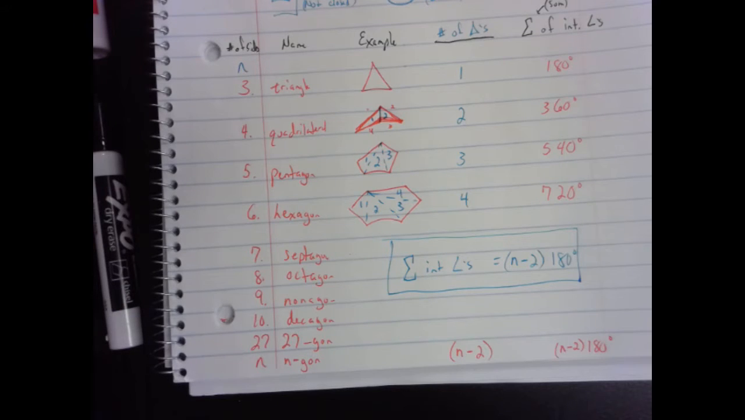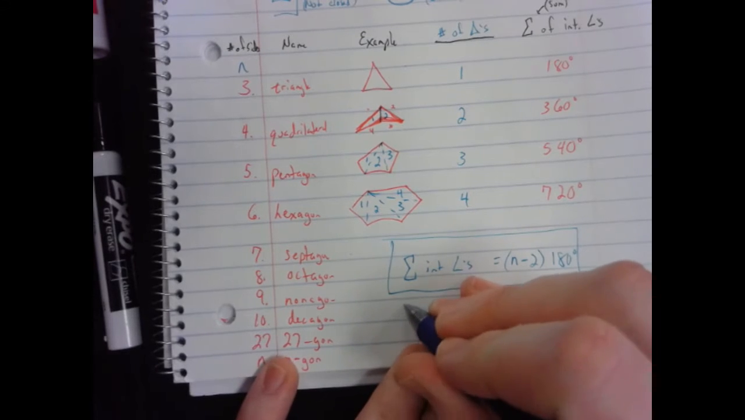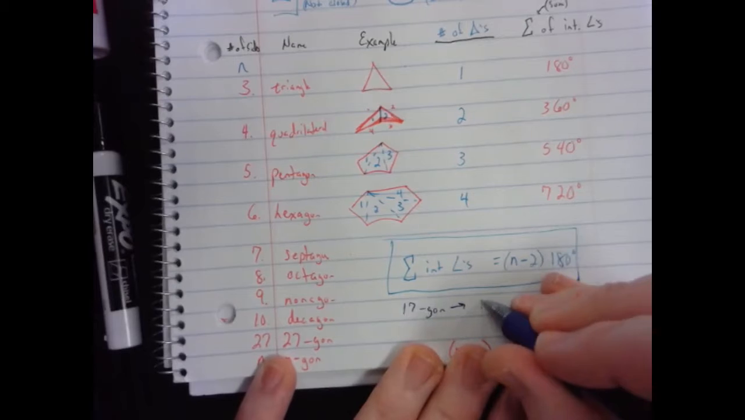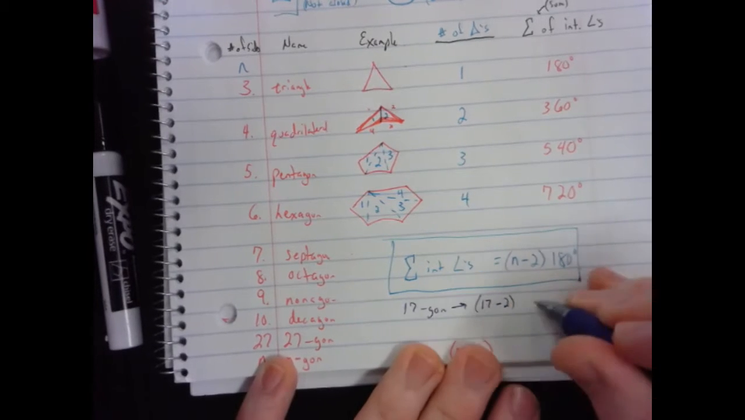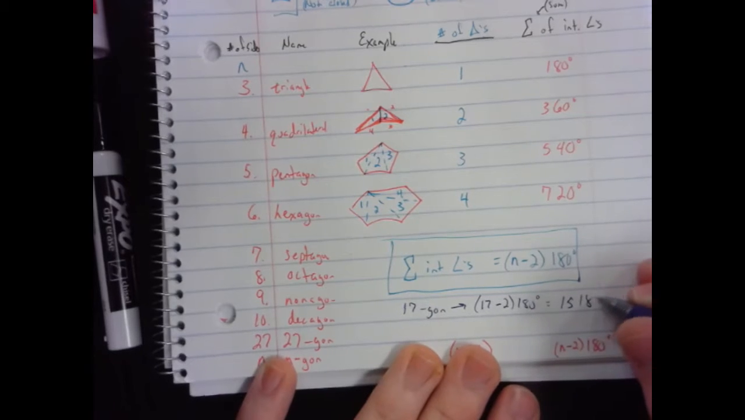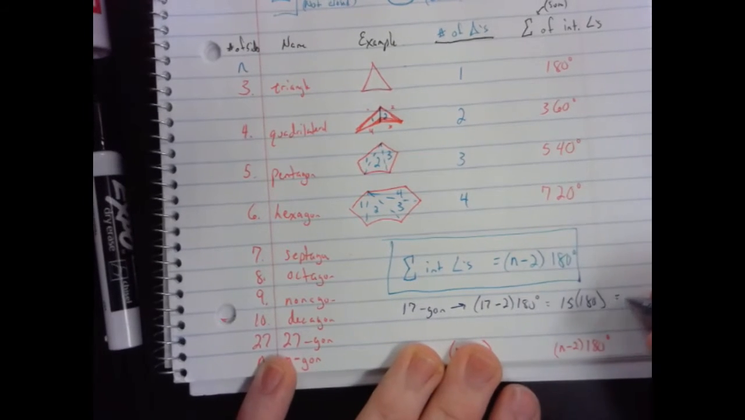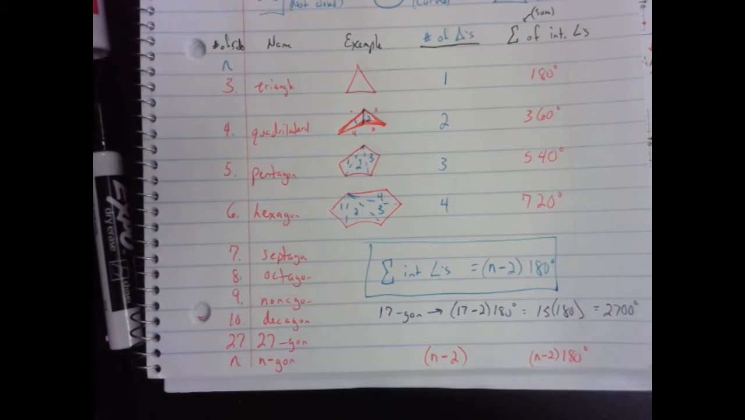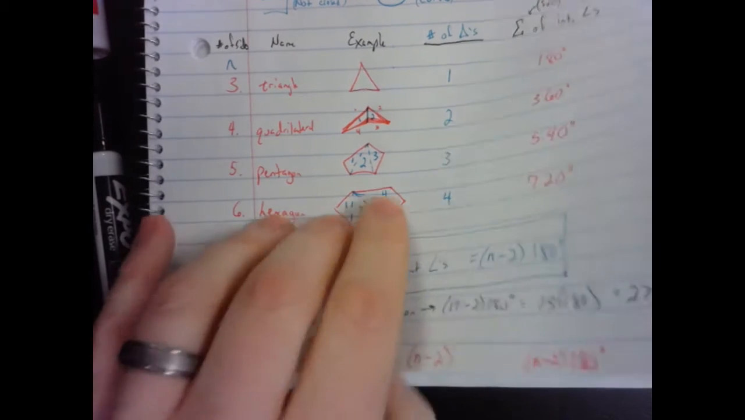We can do an example, right? If we have to figure out, well, what is it for a 17-agon? Well, I'll just do 17 minus 2 times 180, which is 15 times 180, which is 2,700 degrees. Okay? So again, very easy formula to follow. All right. Let's go ahead and extend and talk about more vocabulary.